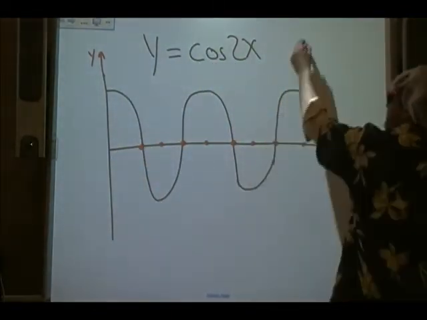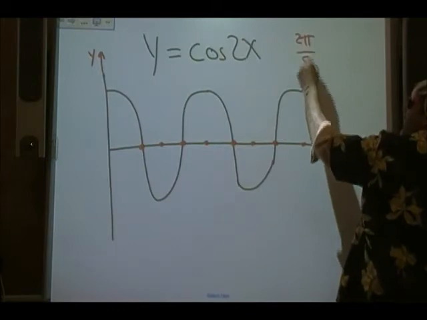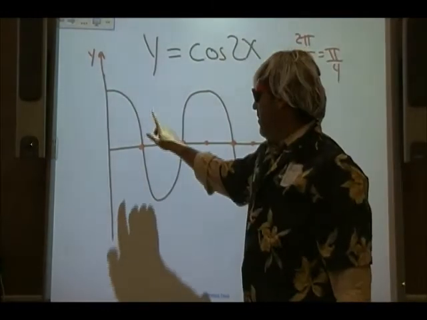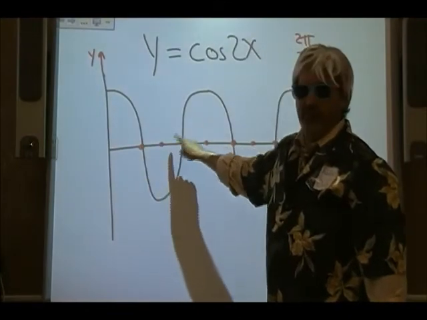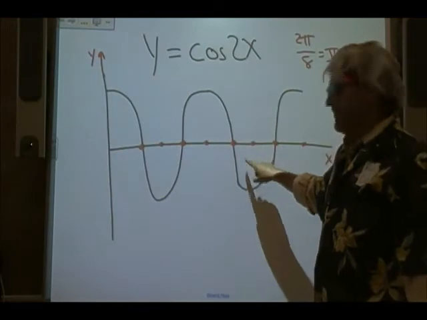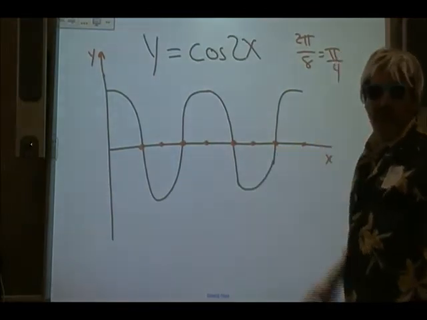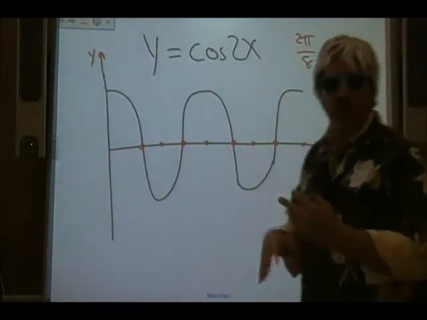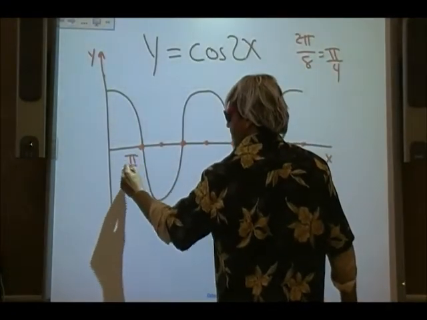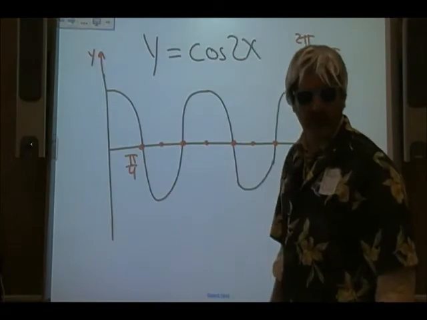So there's 8. So 2 pi over 8 is pi over 4. So each one of these is pi over 4. 1 pi over 4, 2 pi over 4, 3 pi over 4, 4 pi over 4, 5 pi over 4, 6 pi over 4, 7 pi over 4, 8 pi over 4. And then we reduce as we go along. So this is pi over 4, 1 pi over 4. This is 2 pi over 4.